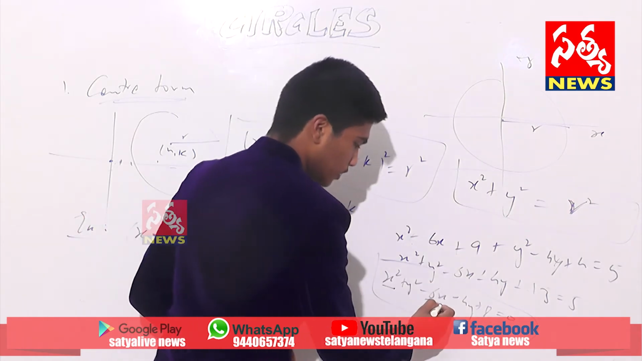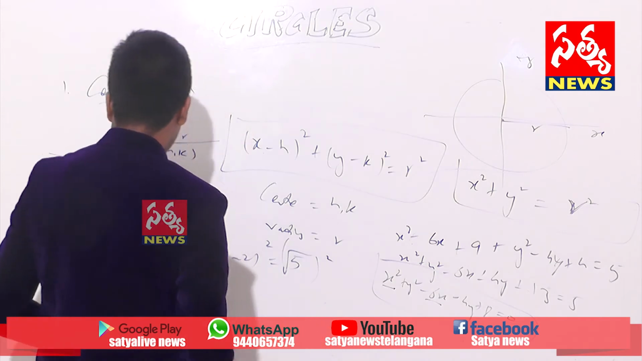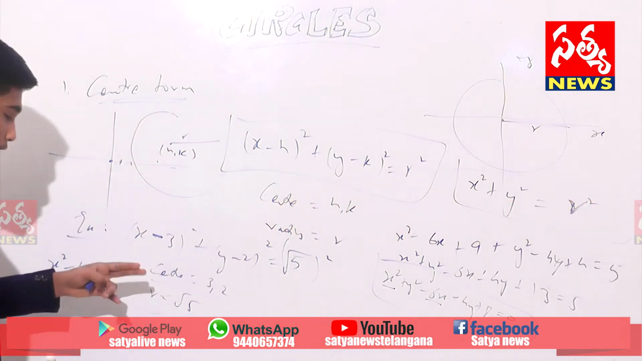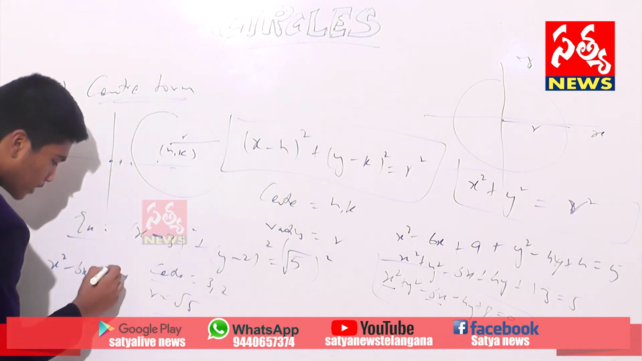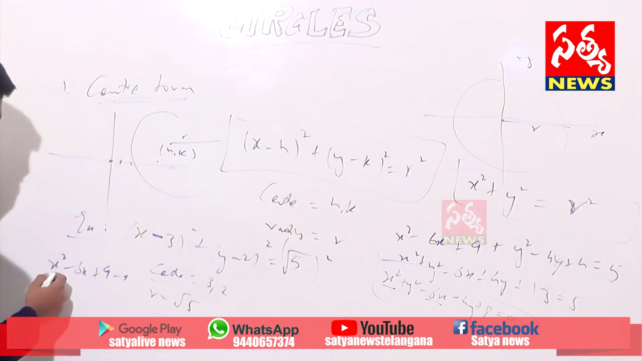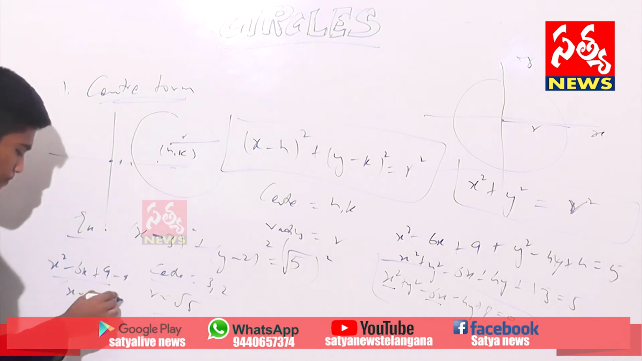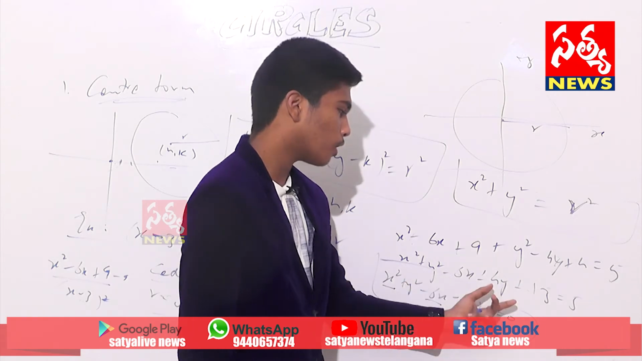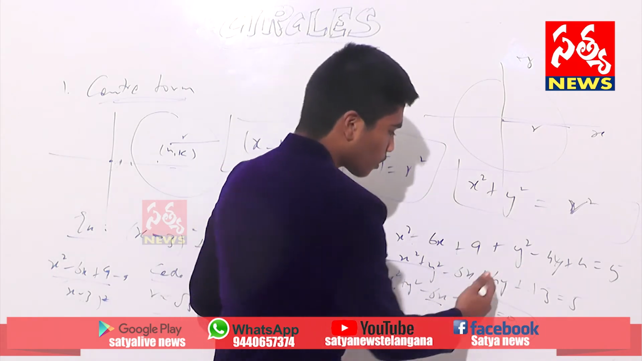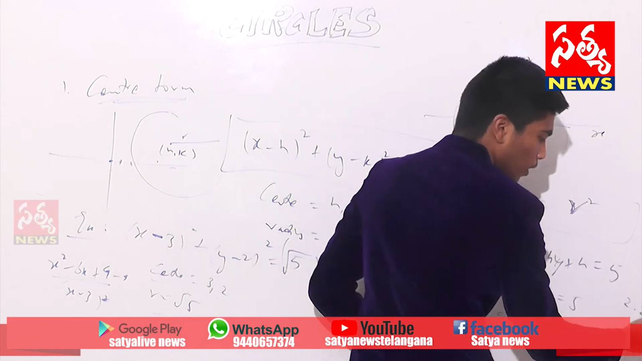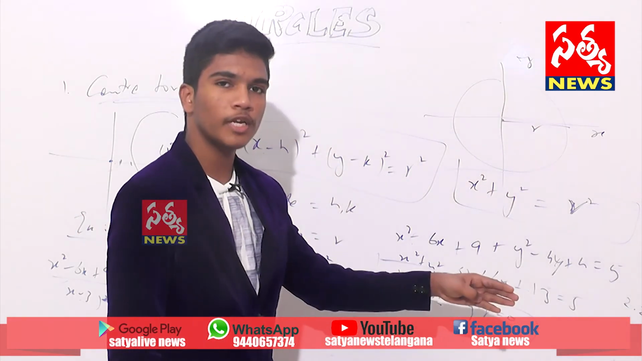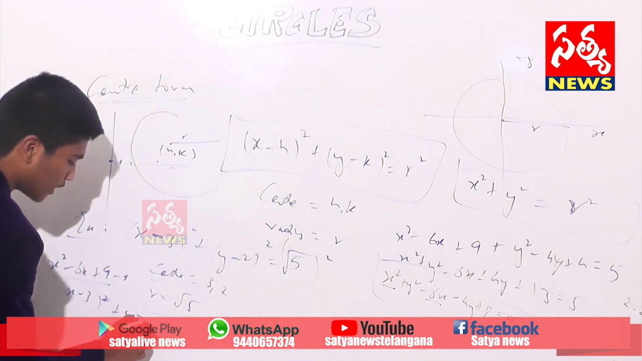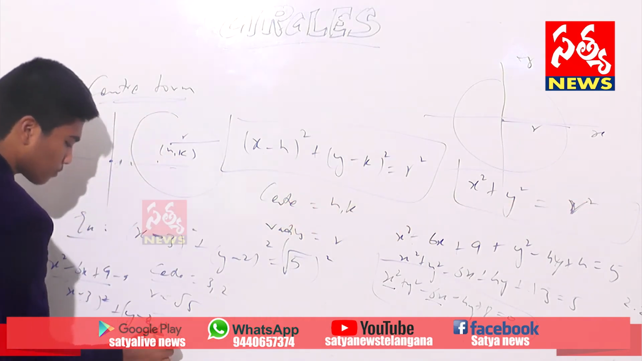See, x square minus 6x. We can combine it and add and subtract 9, so plus 9 minus 9. Now, here we get x minus 3 whole square, right? Similarly, for y, I'm combining y square minus 4y plus, as here 4y can be written as 2 into 2y. 2 square is 4, so I'm adding 4 and subtracting 4. Then we will get y minus 2 whole square.